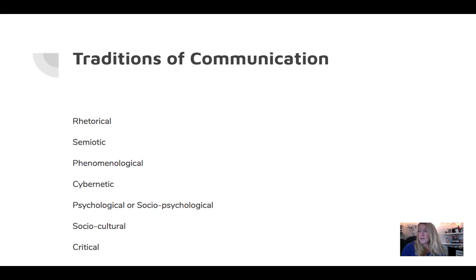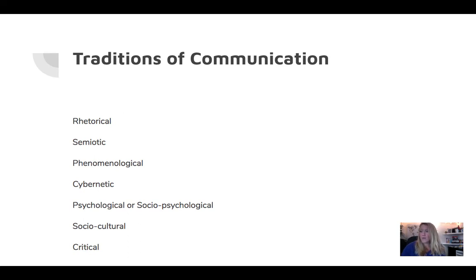Semiotic is primarily an exchange of signs revealed within communications. Phenomenological deals with the experience of communication. Cybernetic views communication as a flow of information. Psychological is concerned with the impact of communication acts on the individual, as in their sense of self. Sociocultural sees communication as a way of challenging social order. Critical views communication as a set of assumptions that are open to challenge and negotiation.